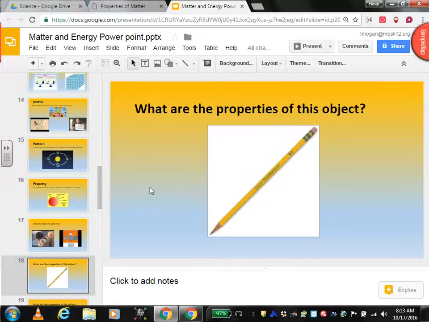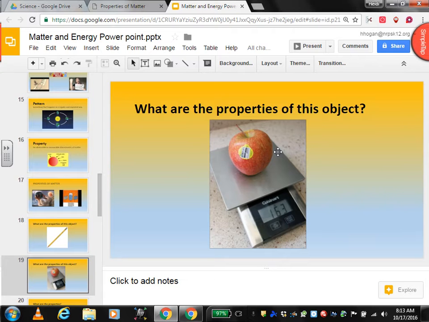What are the properties of this object? Well, this is a pencil, obviously. But how would you describe it to somebody if they could not see it? So basically, when you're describing the properties of an object, it's as if somebody was not looking at the pencil. How would you describe a pencil to somebody? The color, the shape, you would have to describe the eraser, the point. And could you maybe use a ruler to measure how long it is? So those are all properties.